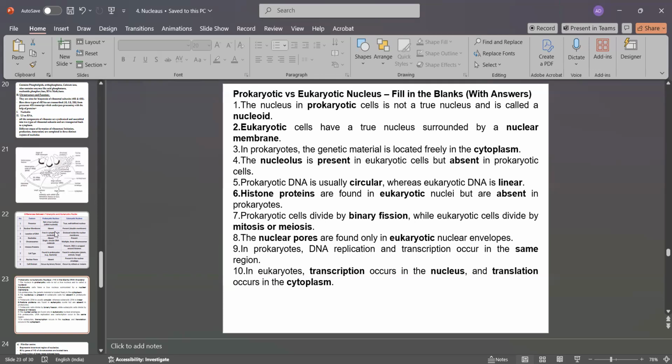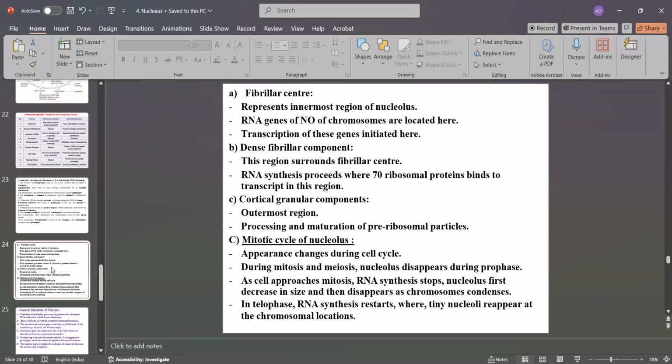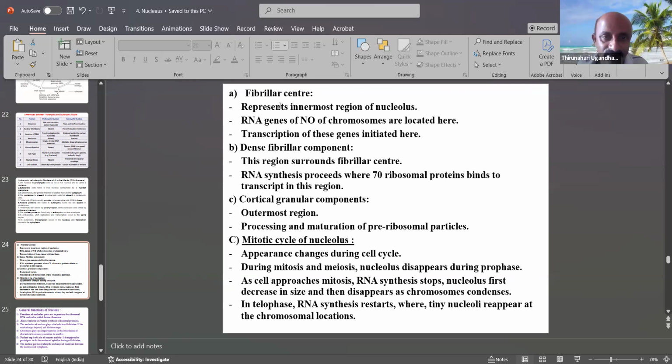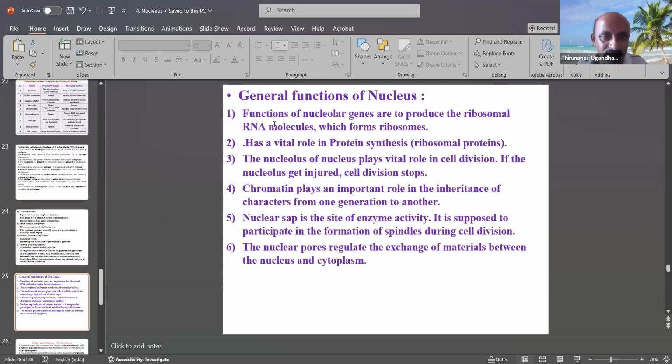So this is also a differentiation. Then after this, what is the importance of the fibrillar centre? The fibrillar centre represents a region of the nucleolus. Now let's also cover the general functions of the nucleus.